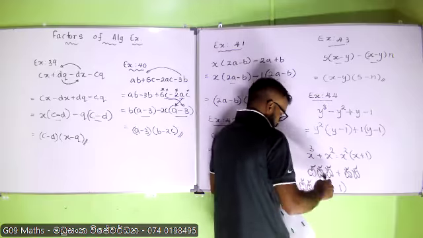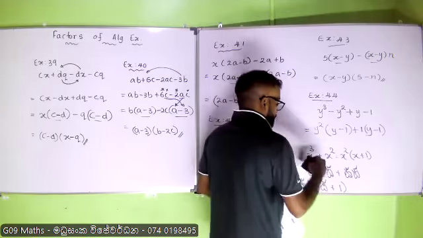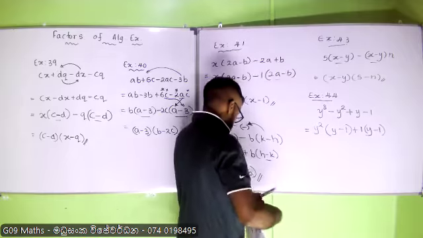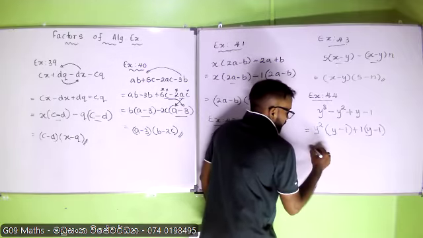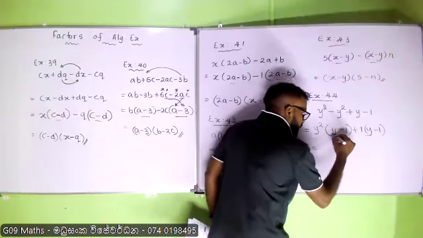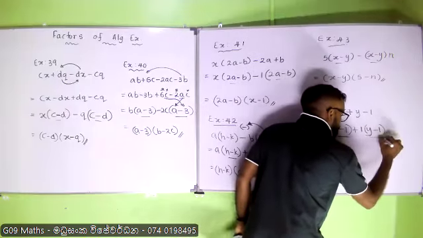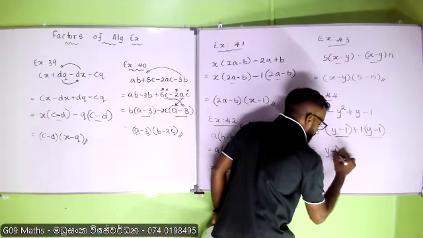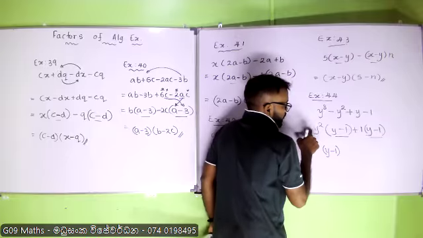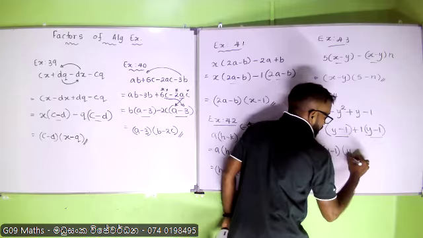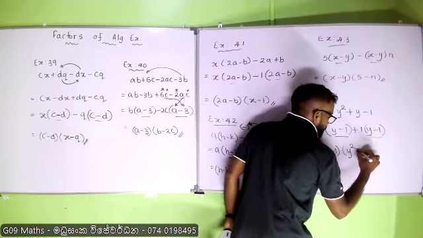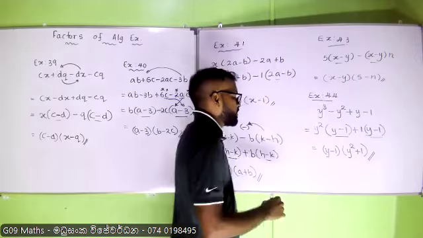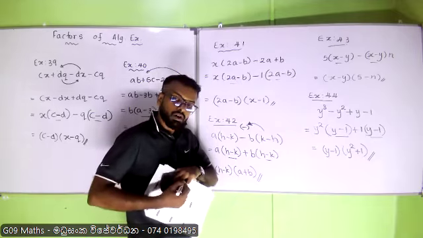Right, I clear this part. Let me clear that. Equal mark, y minus 1 common. Take it out from the bracket. y to the power 2 plus 1. Close bracket. Done.